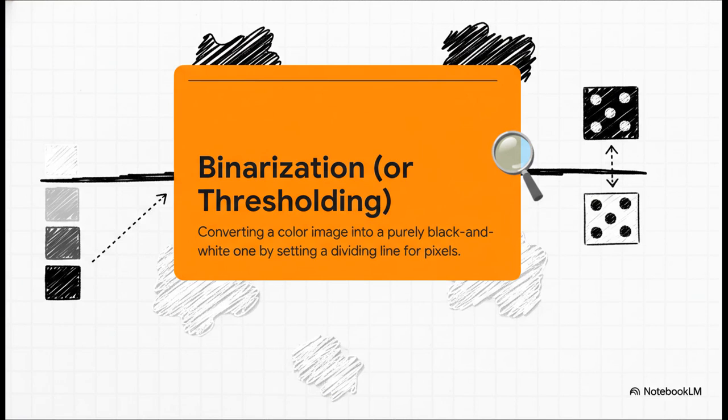So, binarization, or as it's often called, thresholding, is built on a really simple idea. Every pixel in a grayscale image has a brightness value, right? It goes from 0, which is pure black, all the way up to 255, pure white. Thresholding just draws a line in the sand. It sets a threshold value, and then it forces every pixel to make a choice. Are you on the lighter side of this line or the darker side?